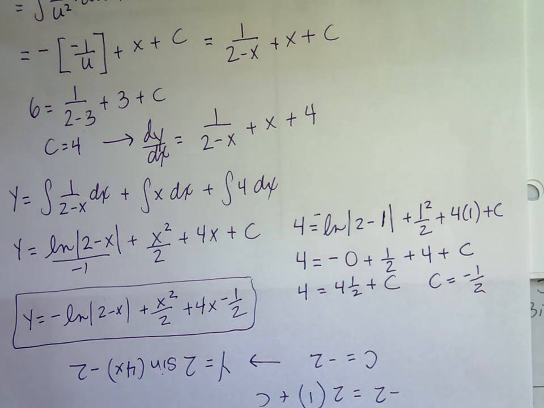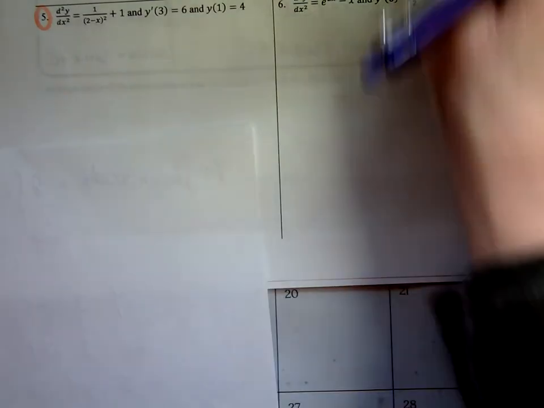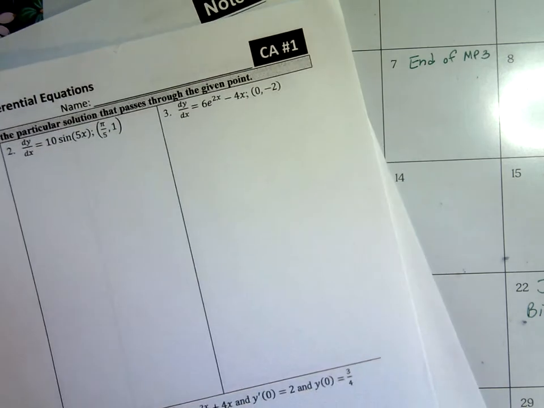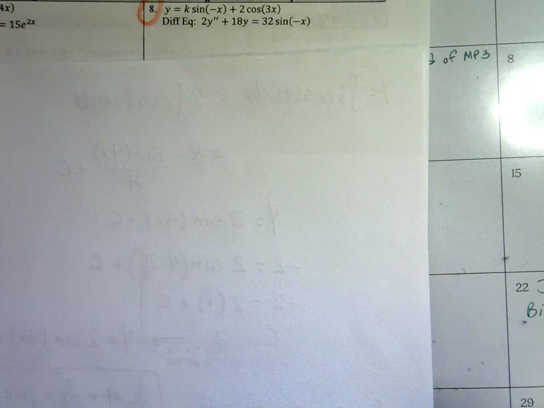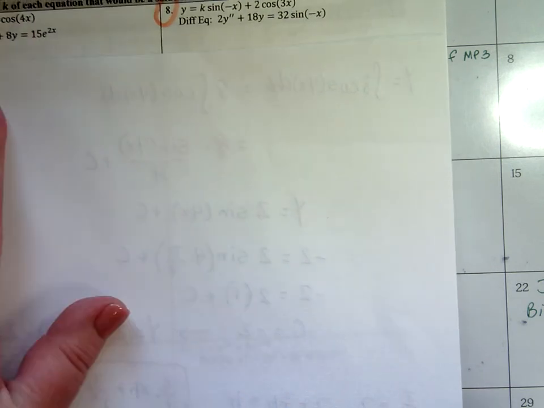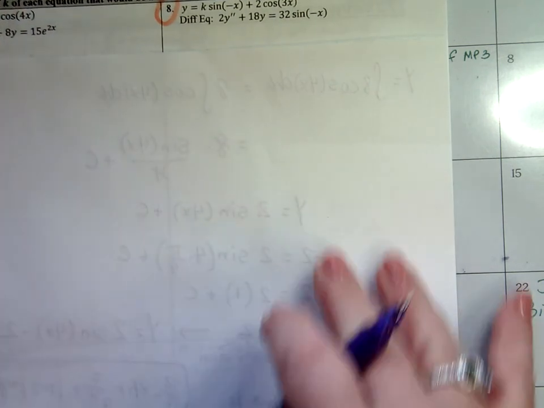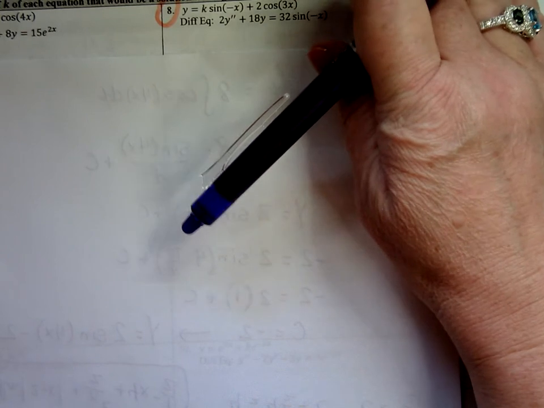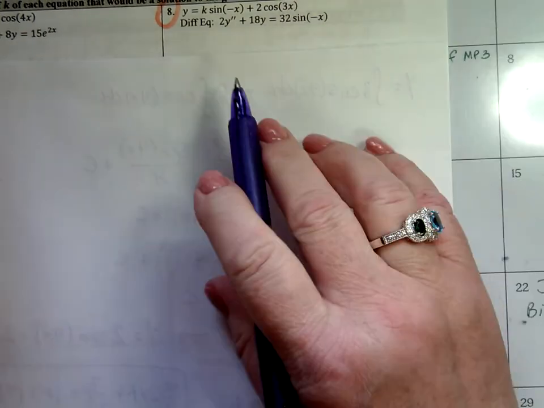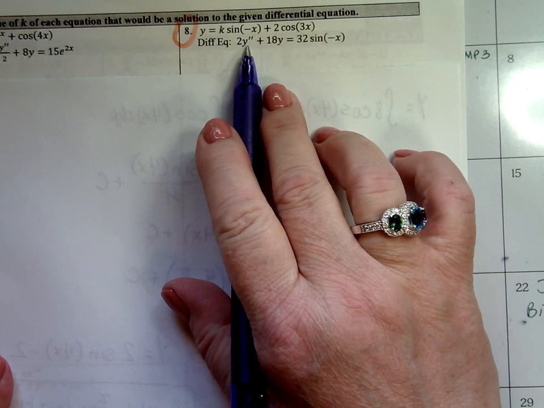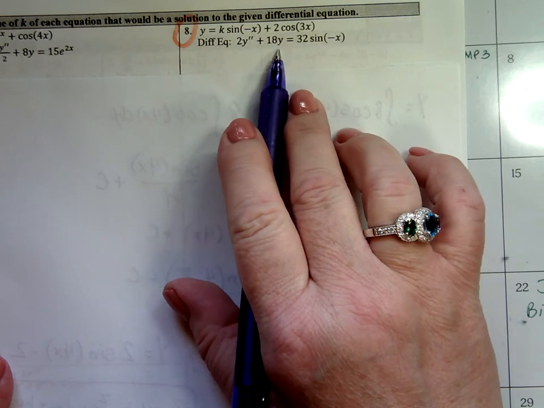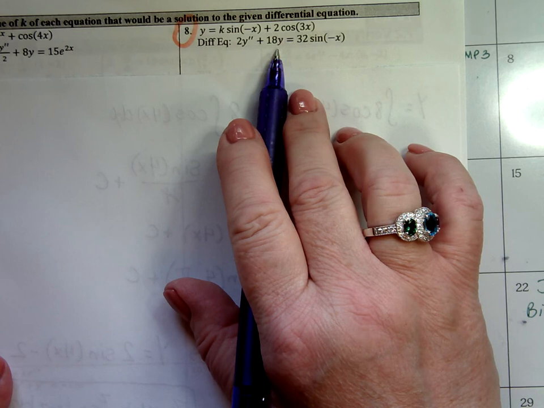And one last one I'm going to do with you, and that is number 8. I know this is a long section, but the more I do, the less you have to do, right? This is one of those solve for k deals, and so they give us a differential equation that involves a second derivative and it involves a y, and we've got to figure out what the k is. We're looking for k.